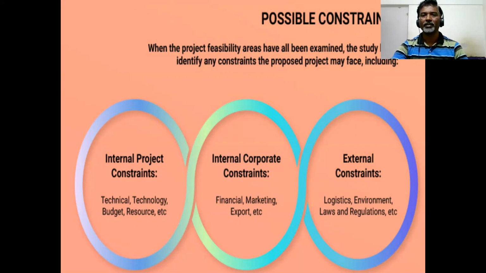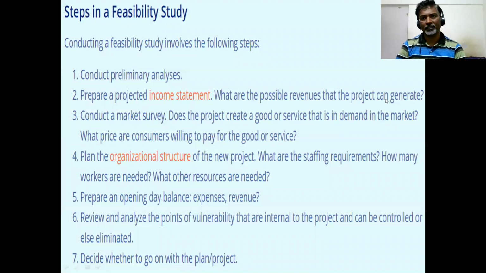So these are some of the additional constraints that you have to take into consideration while doing a feasibility study. The next one is steps in feasibility study. If you want to conduct a feasibility study, you have to take into consideration these 7 phases or 7 steps. The first one is to conduct a preliminary study or preliminary analysis. Here, it is also called a pilot study.